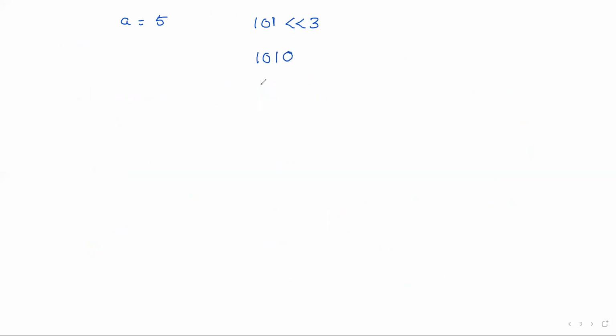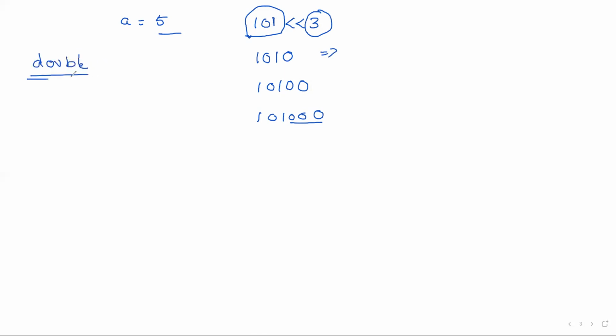If you apply the second shift, this is my number. This number is shifted and place a 0. By applying the third shift, simply place a 0. That means not only for 5, if you are given any number, if you apply left shift 3 times, it means simply place 3 zeros. Or in simple terms, for every left shift operation, the value becomes double.